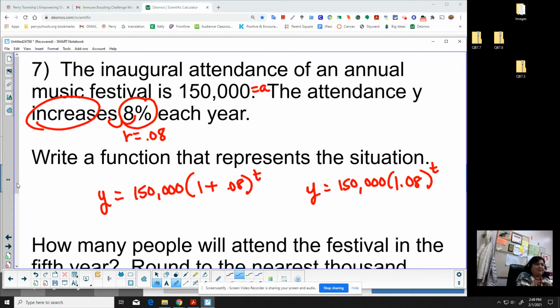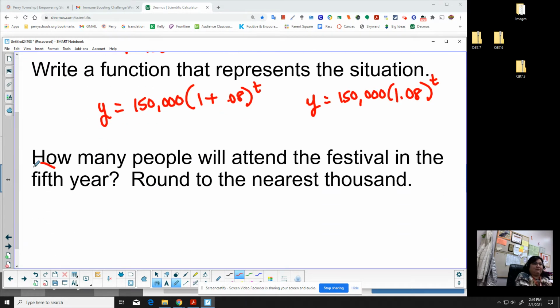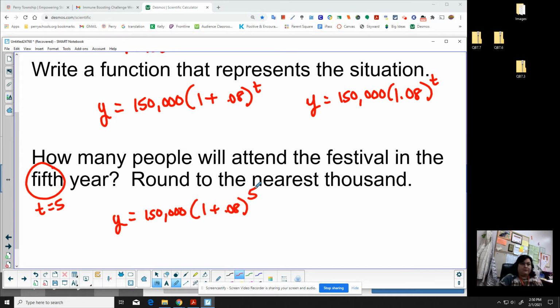Okay, so it says how many people will attend the festival in the 5th year? So T is going to be 5. So we're going to plug this in. So Y equals 150,000 times 1 plus 0.08 to the 5. So we're just going to plug it in. 150,000 times 1.08 to the 5th.